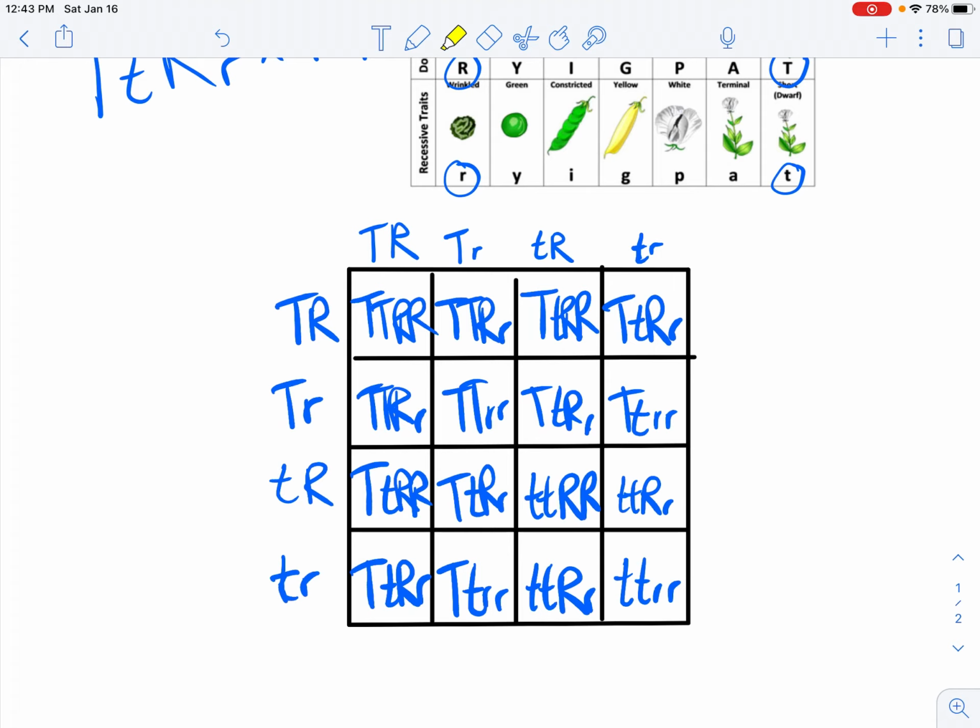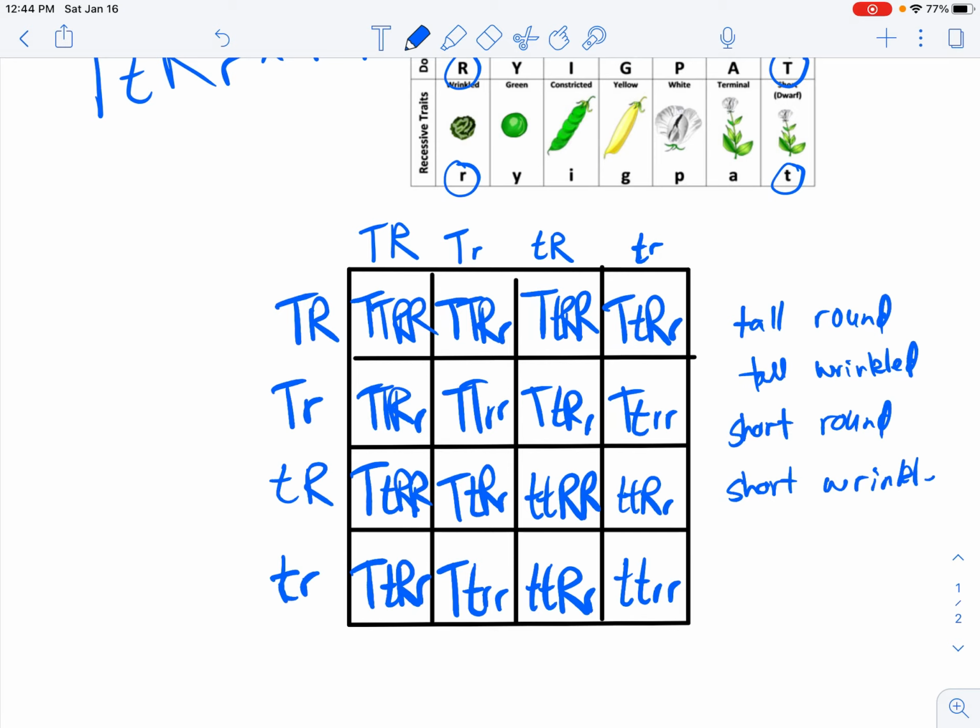Okay, so there's the dihybrid cross. I know that takes a little while to fill out. So how many of these are tall and round, which are the dominant phenotypes? How many are tall and wrinkled seed? How many are short and round seed? And how many are short and wrinkled seed, which is the recessive phenotype?